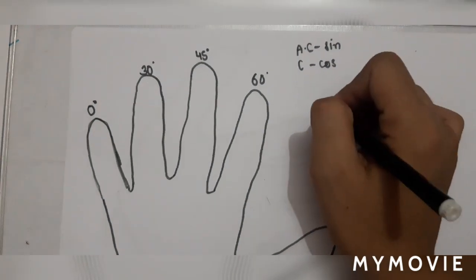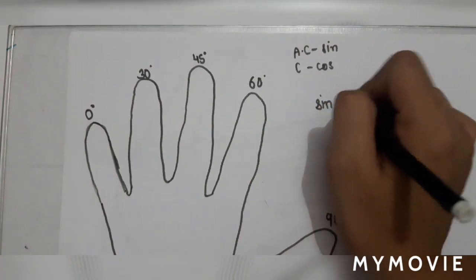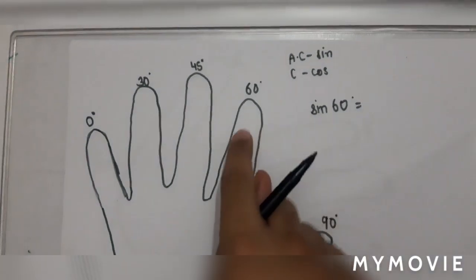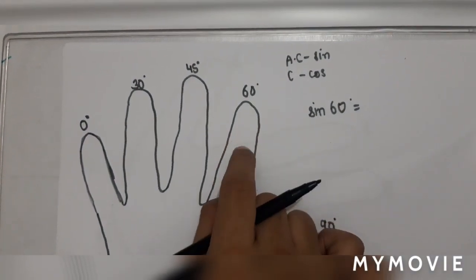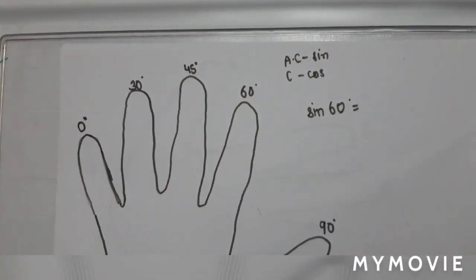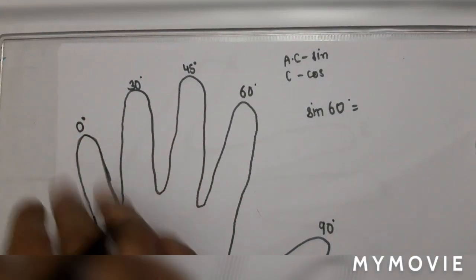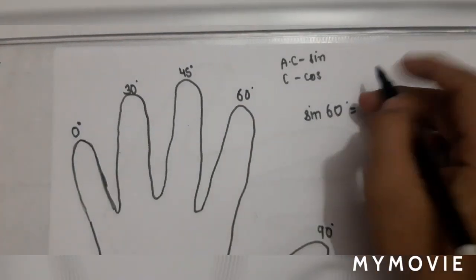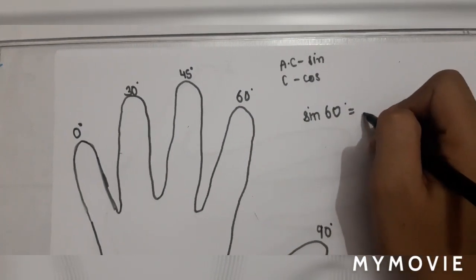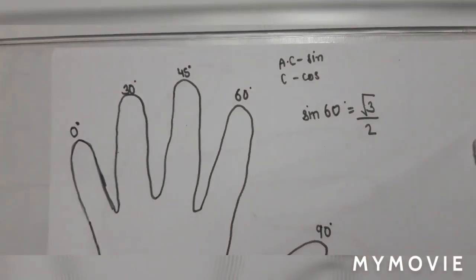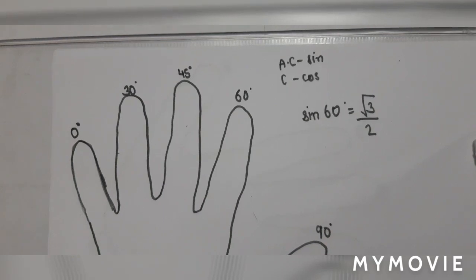So let's take our example, sine 60 degree. So this is 60 degree. I told for sine we should go anti-clockwise. So anti-clockwise means we should go this side. So how many fingers are left? 1, 2, 3. 3 fingers are left. So we should find the root of 3, so root 3 and divide it by 2. So we got our value of sine as root 3 by 2.